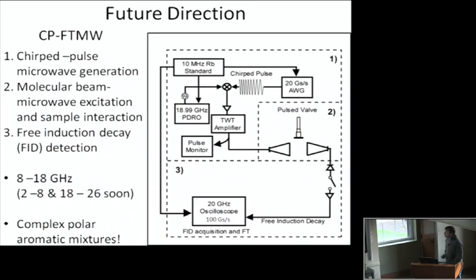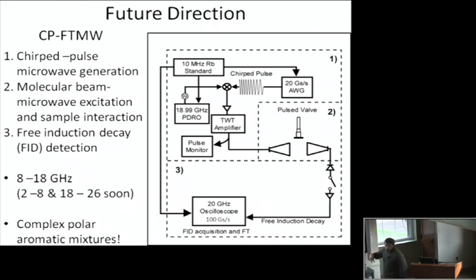For the future direction, what we'd like to do is use a new, to our lab, chirp pulse Fourier transform microwave spectrometer. It uses a chirp pulse that's generated by an arbitrary waveform generator, 20 gigasample per second. A chirp pulse is, of course, just a short frequency sweep about a microsecond long. That chirped pulse is then upconverted by a phase-locked dielectric resonator oscillator at 18.99 gigahertz, and then amplified by a traveling wave tube amplifier before it's broadcast into our cavity.